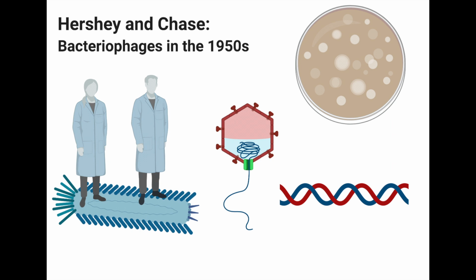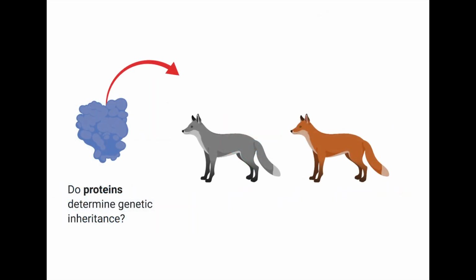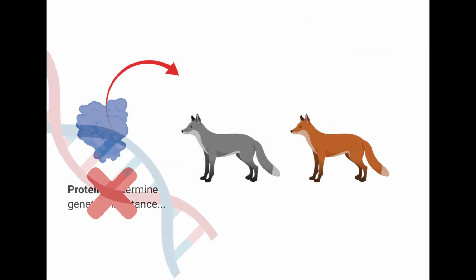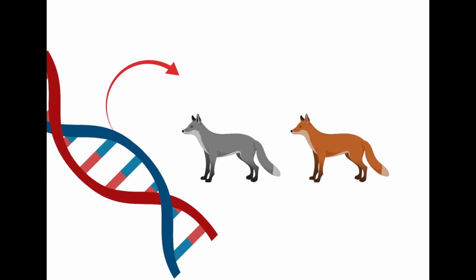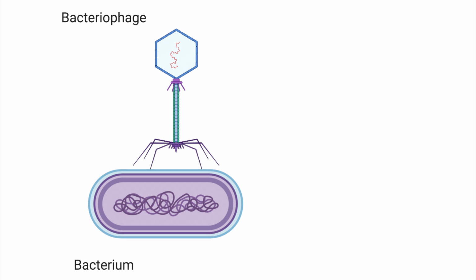In 1952, relatively little was known about genetic transfer, DNA, or gene replication. Most scientists at the time believed proteins and not DNA were responsible for genetic inheritance. Martha Chase and Alfred Hershey conducted a series of experiments that helped disprove this notion and establish DNA as genetic information. To do this, Chase and Hershey used bacteriophages, a type of virus that are capable of infecting bacteria.